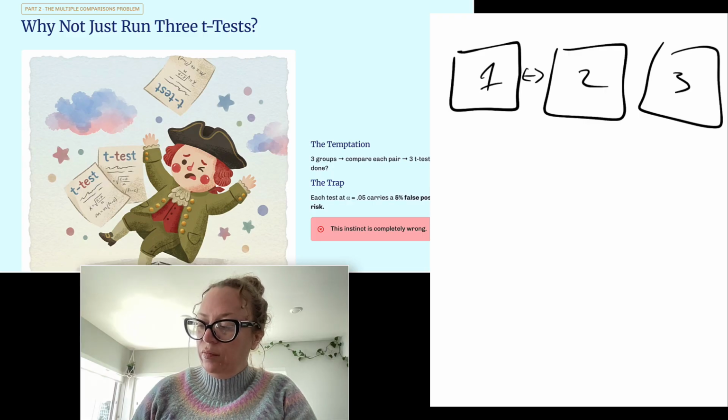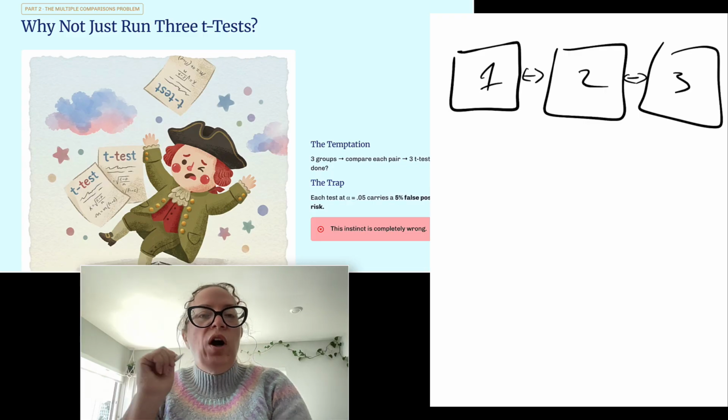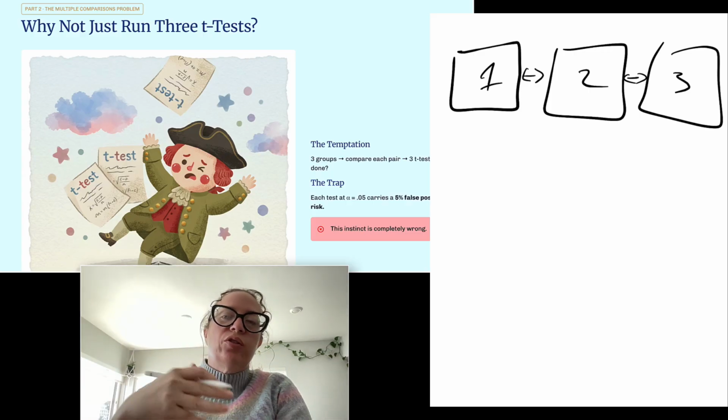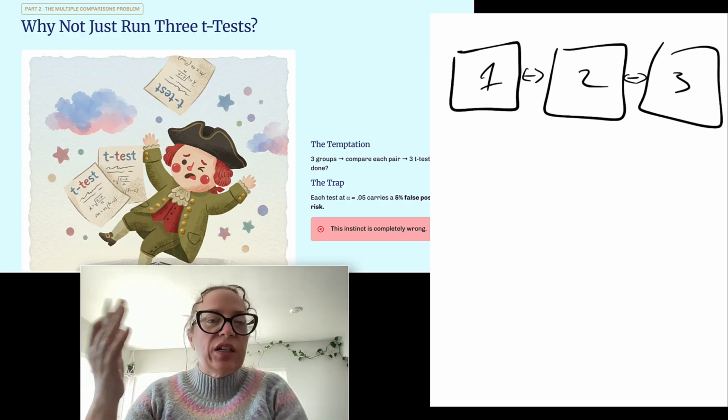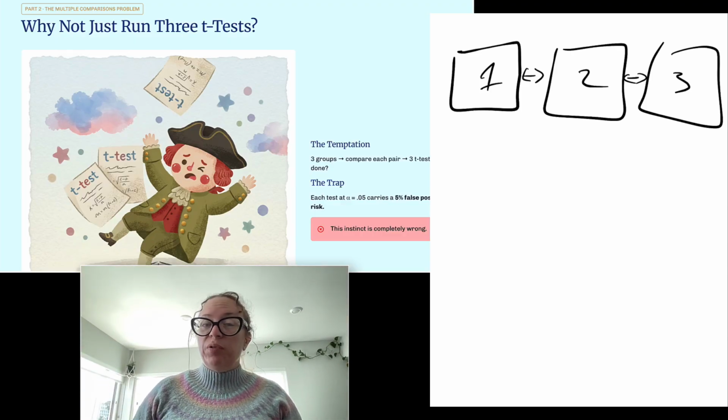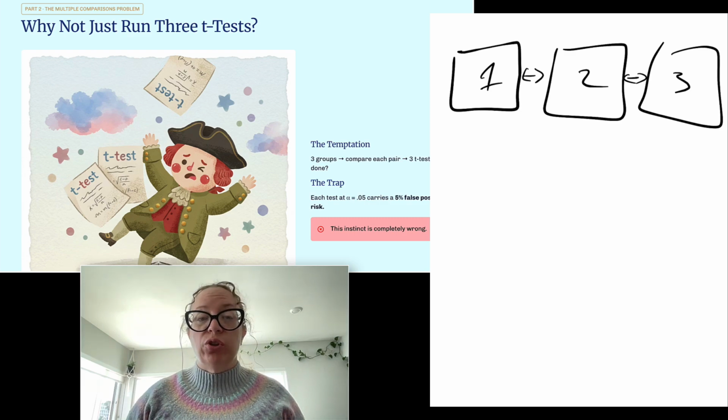Why not just run 3 t-tests? Compare group 1 to group 2, group 1 to group 3, group 2 to group 3. 3 tests, 3 answers, done. Okay? This instinct seems right, but it's completely wrong. And understanding why it's wrong is one of the most important things you'll learn in this course.